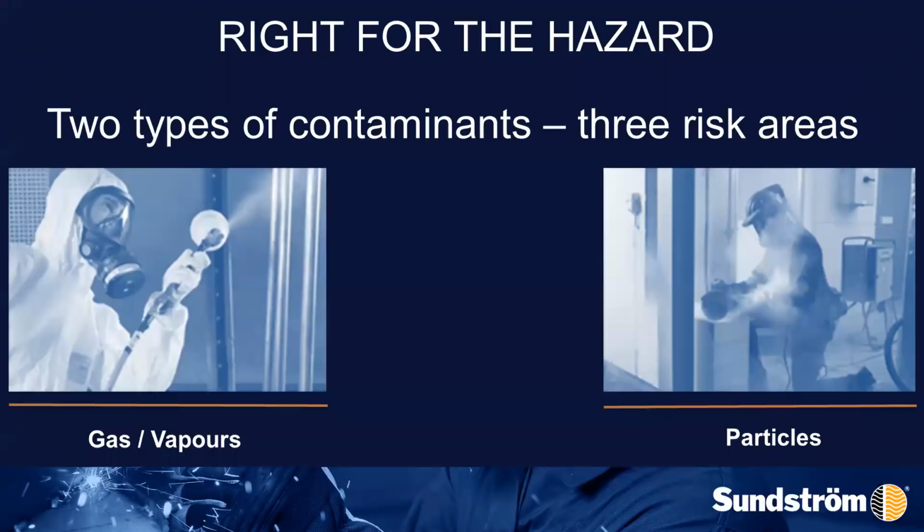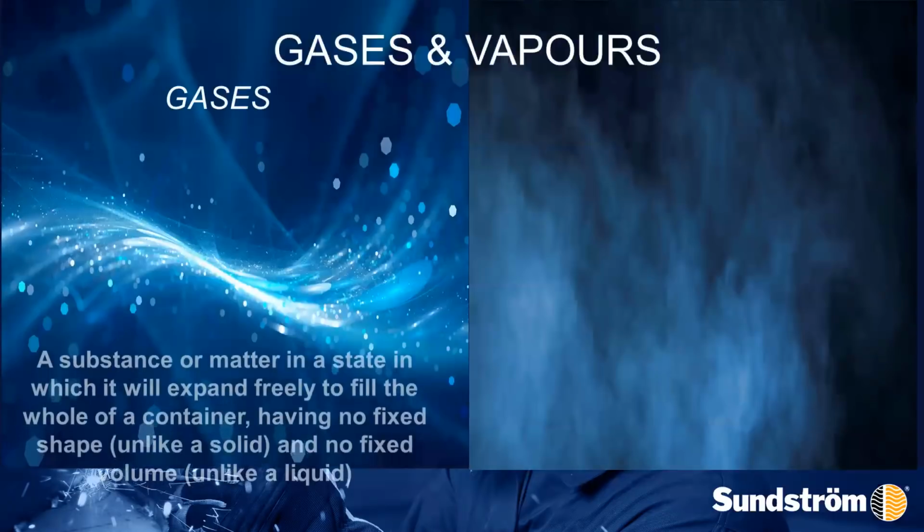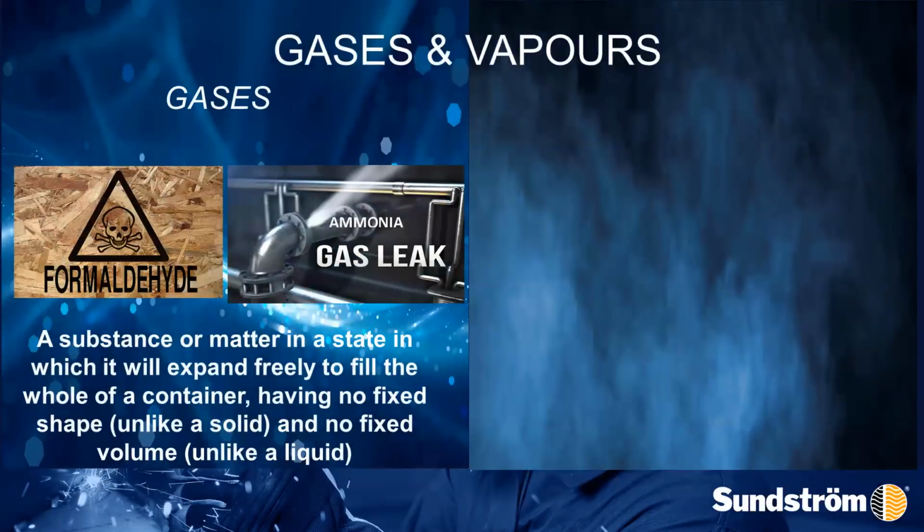And we're going to focus on the two most common contaminants that you're going to find, particularly in construction, which is gases and vapors, and particles. So to define those, a gas is a substance that will fill any given container, whatever that is, a room, a hole in the ground. It has no fixed shape, no fixed volume. It will just keep going.